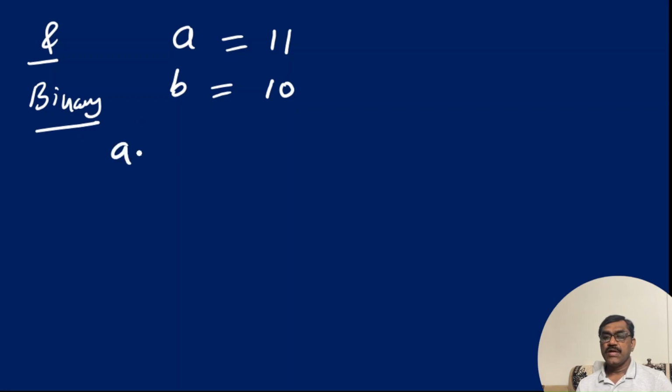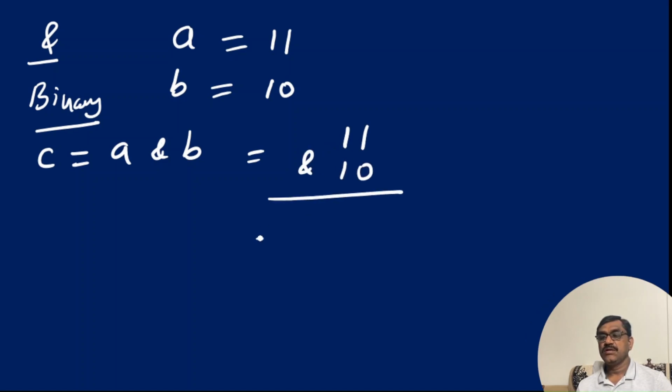Now, what do you do when you write A and B? For example, I'm giving C equals to A and B. The meaning of this is 11 AND 10, and here we are going to get the result. So, what is the result of C? That we will see.